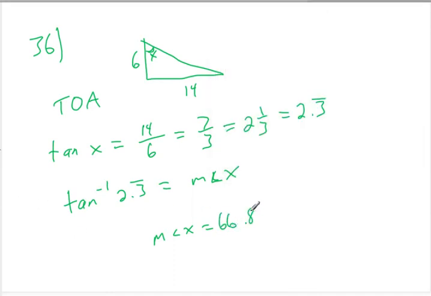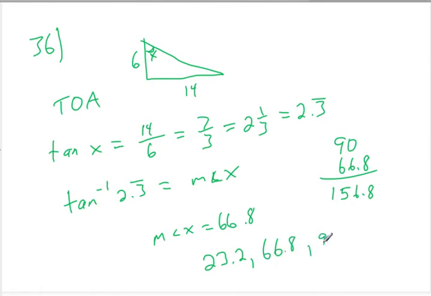So the measure of angle x equals 66.8. And since the other one's 90, so we have 90 plus 66.8 is 156.8. So to get to 180, we need 23.2. So our angles are 23.2, 66.8, and 90, all degrees. Double check. Yeah, that works. Cool. Another excellent question. 37, we're getting close.